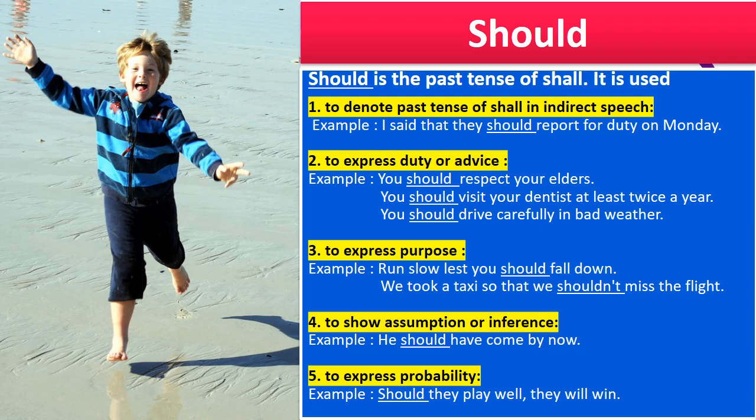Next use, to express purpose. For example, run slow lest you should fall down. So lest shows the chance of happening or not happening. It means run slow, धीरे दौड़ो, नहीं तो आप गिर जाओगे.